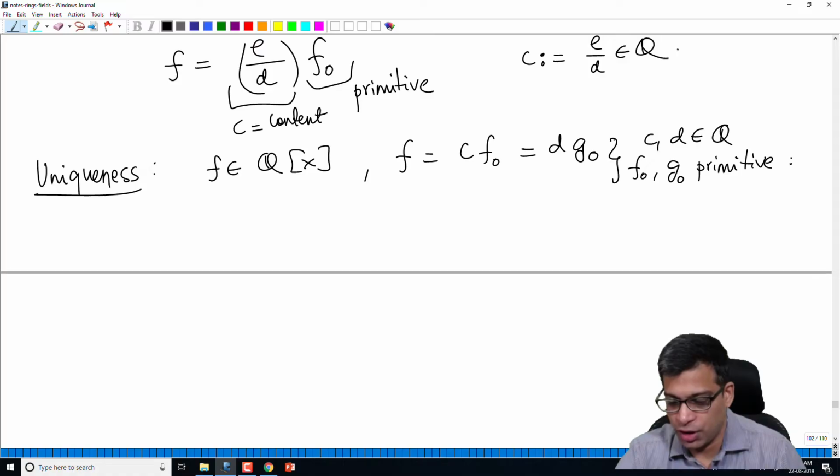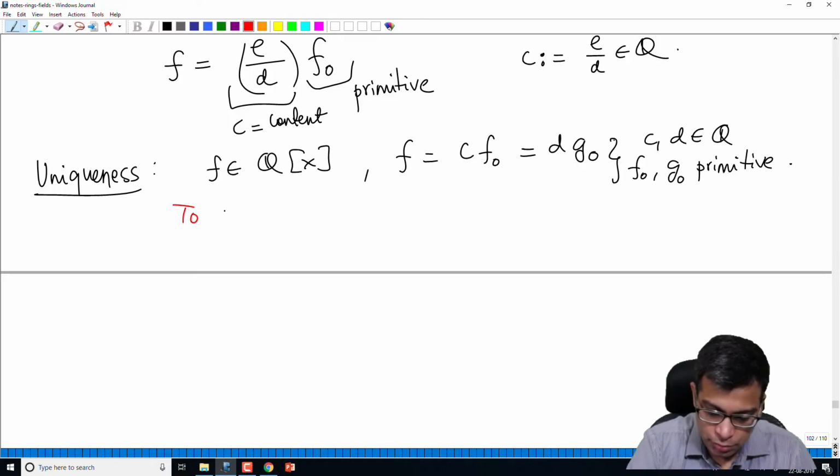We would like to show that they are exactly the same description. In other words, we want to show C is equal to D, f0 is equal to G0.